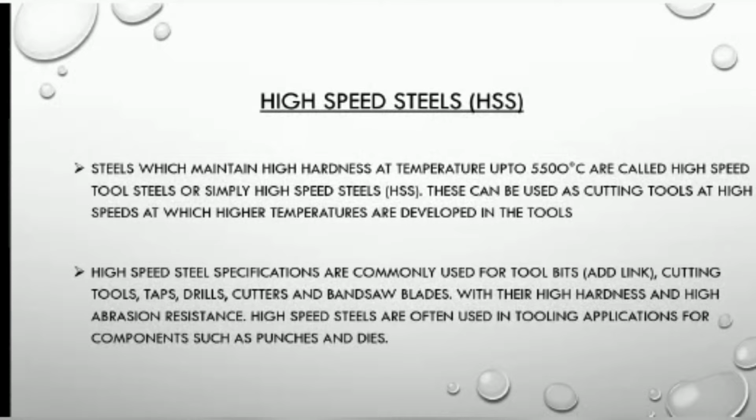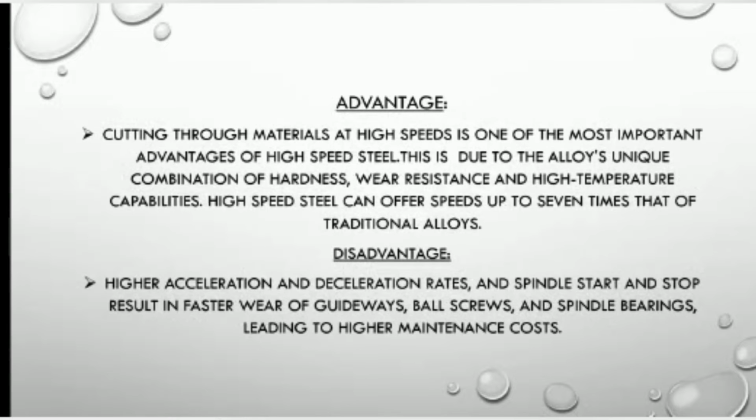They are commonly used as cutting tools in tool bits, taps, drills, and so on, due to their high hardness and high abrasion resistance. Cutting through materials at high speed is one of the most important advantages of high-speed steel. This is due to properties such as hardness, wear resistance, and high temperature capabilities. Another advantage is that it can offer speeds up to 7 times that of traditional alloys.